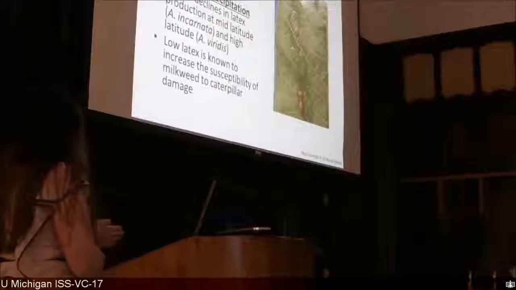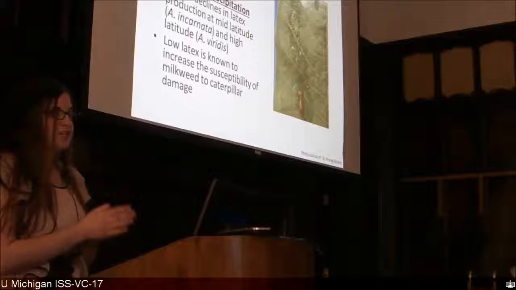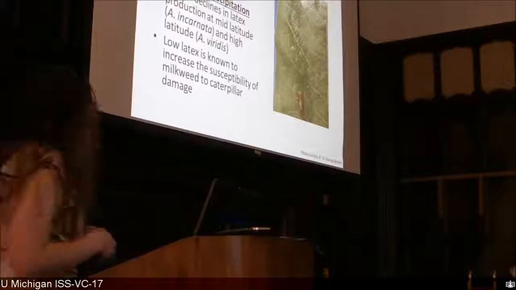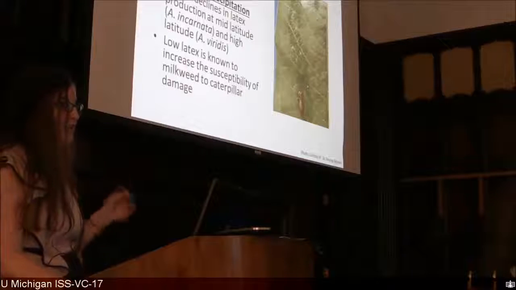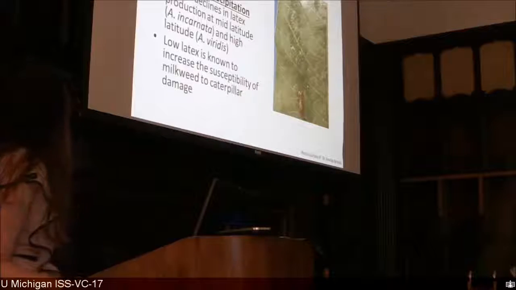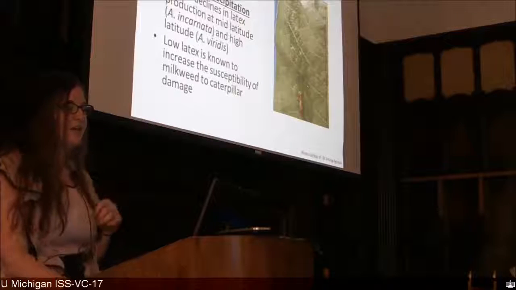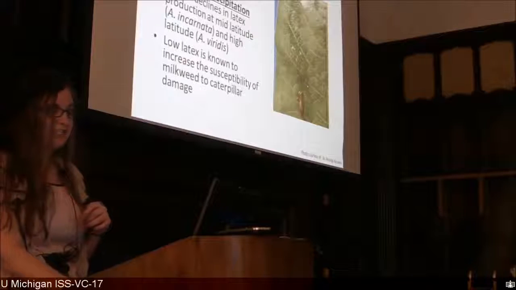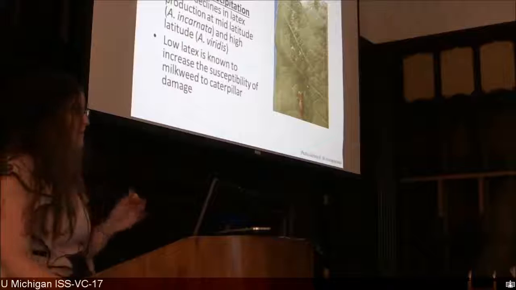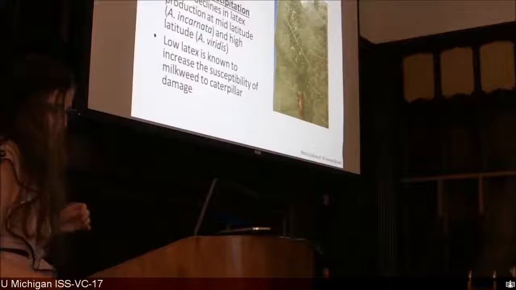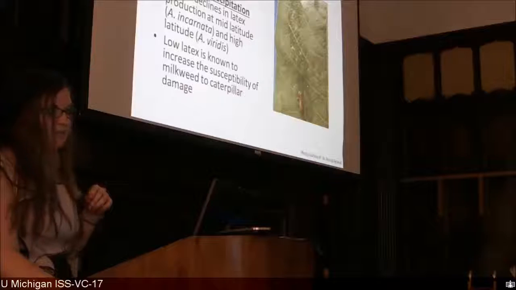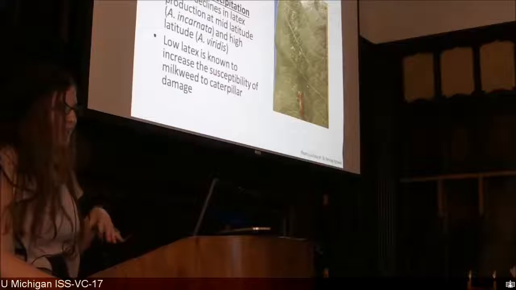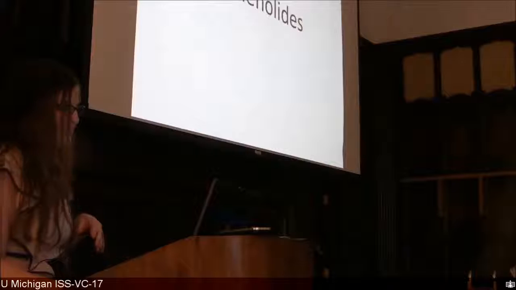Okay. So in summary, I didn't see any effect of changes in average precipitation on latex production. However, increasing variance in precipitation caused declines in latex production at mid-latitude for Asclepias incarnata and high latitude for viridis. And low latex is known to increase the susceptibility of milkweeds to caterpillar damage, so we might expect adverse effects in the future if our latex production is decreasing.